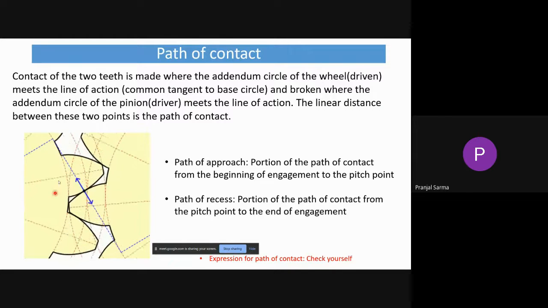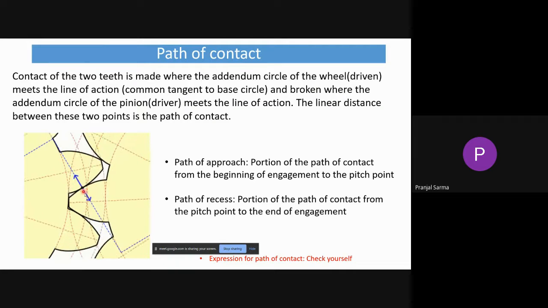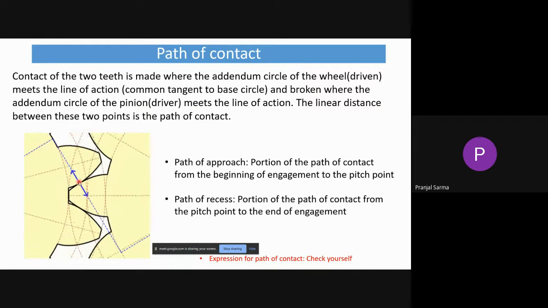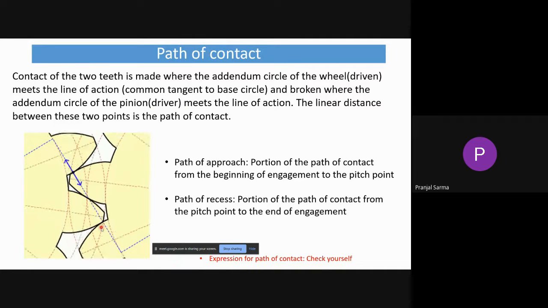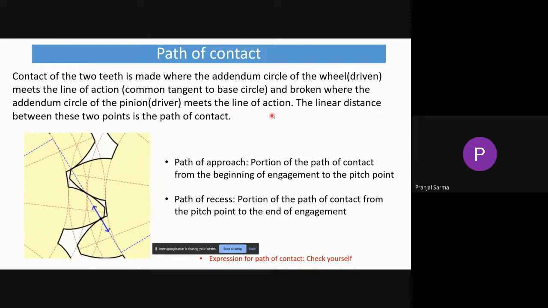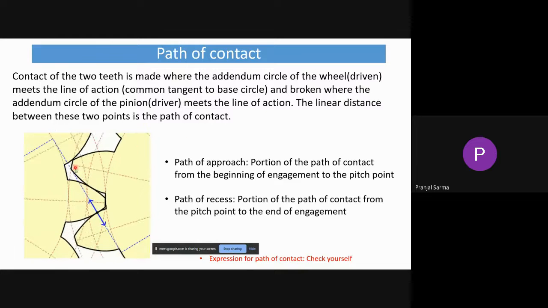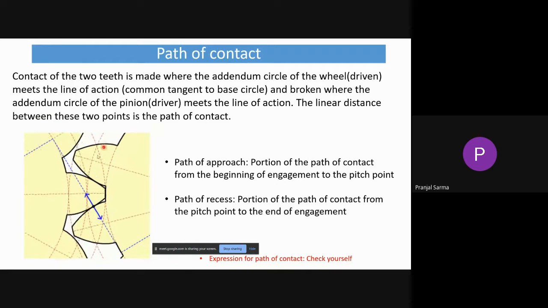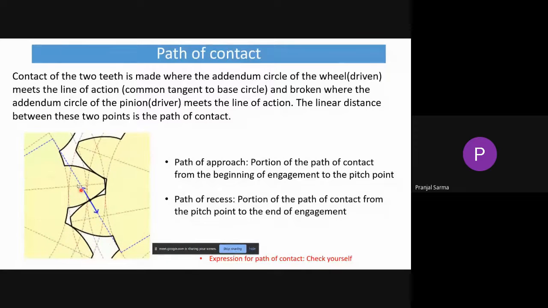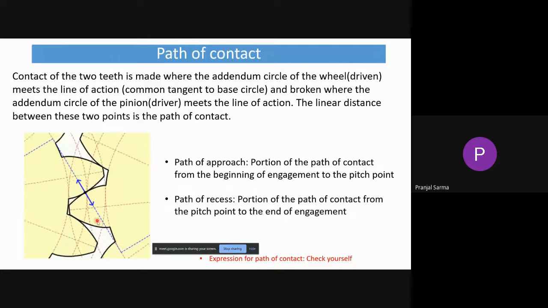Now, if you look at this particular GIF, you'll see at this blue point the contact between the two gear teeth is made, and up to a certain distance along this common tangent line the contact is there, and somewhere here the contact is broken. So this linear distance between these two points, where contact gets established and where contact gets broken, is what we call the path of contact. So this is the linear one. Now, if you see properly, there are two portions to this particular path of contact.